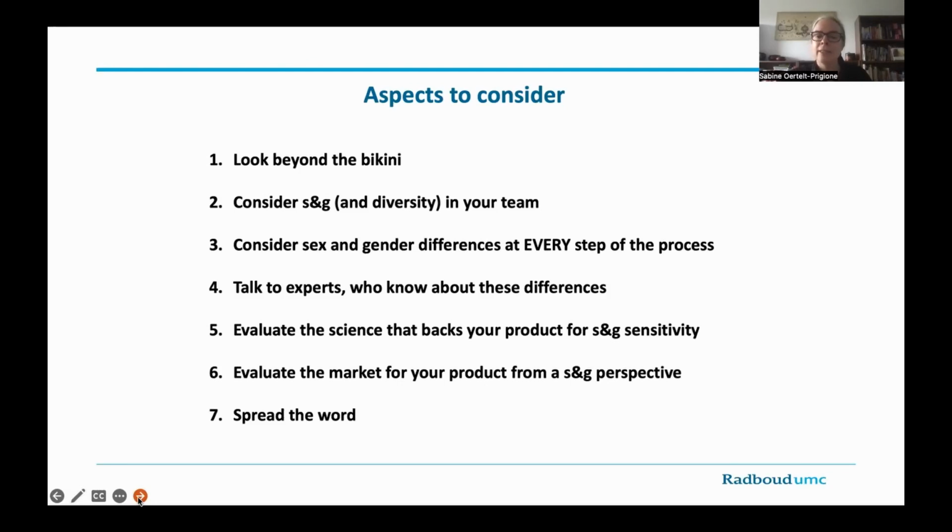It is important to look at the science that backs up your product. So if you develop a chatbot, for example, look at what we already have in the literature and take that into consideration when designing your product. You should also evaluate the market for your product from a sex and gender sensitive perspective. So who is going to use this? Who are the end users of your app, of your product, of your cell phone, of your mechanical tool that you're going to provide to the community? And of course, the last part is spread the word about this, because although it is becoming more well-known, it is still somewhat of a niche product.